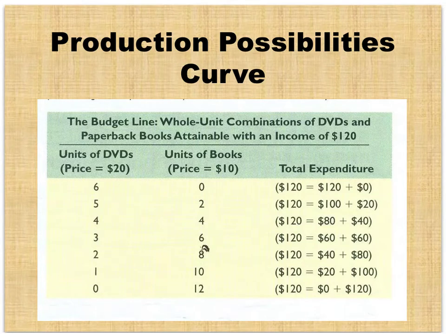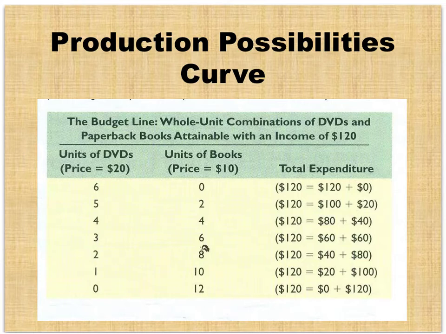Now, this is a short video designed to explain the production possibilities curve, which is one of the economic models that we're going to learn. Before we get into that, let's pretend that you had a job where you make $120 a week and you only buy two things. You buy DVDs and you buy books.